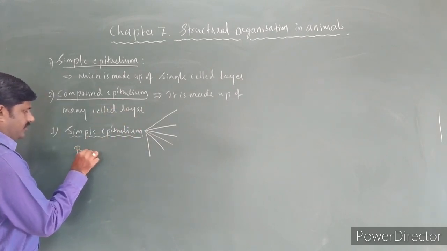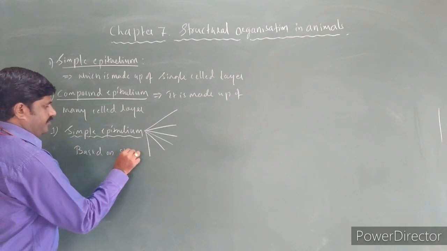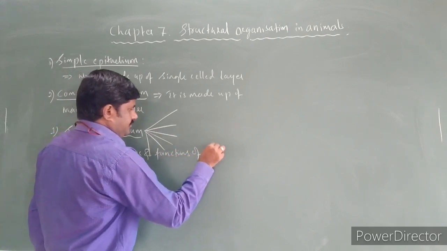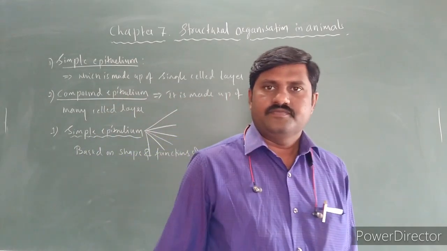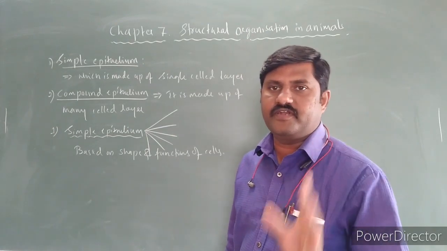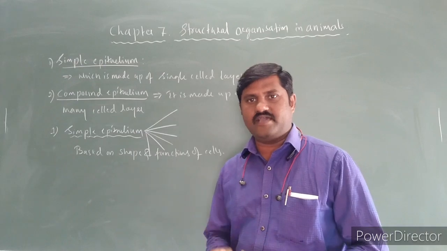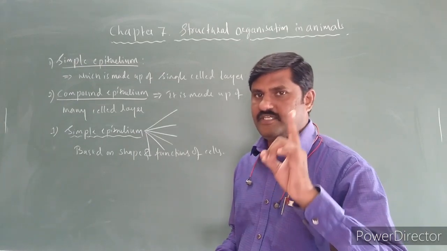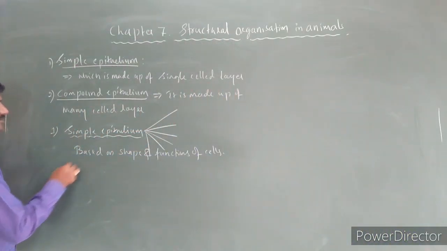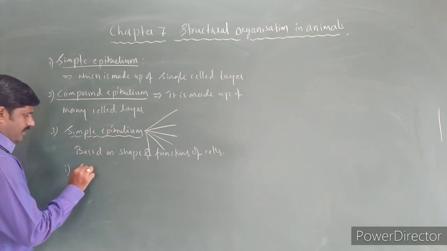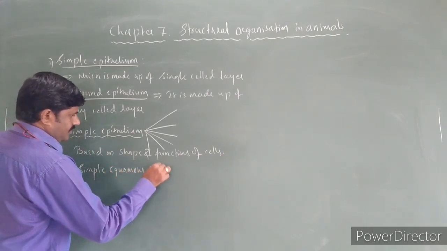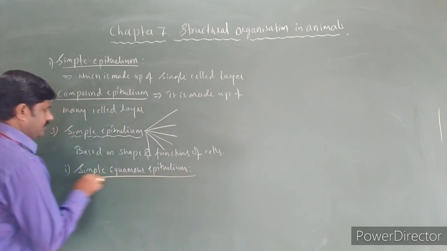It is based on the shape and functions of cells. Based on the shape of the cell as well as the functions of the cell, simple epithelium is classified into 6 types. What are those 6 types? Already I have mentioned the names, and we will start with the first type now. The first type of simple epithelium is simple squamous epithelium.